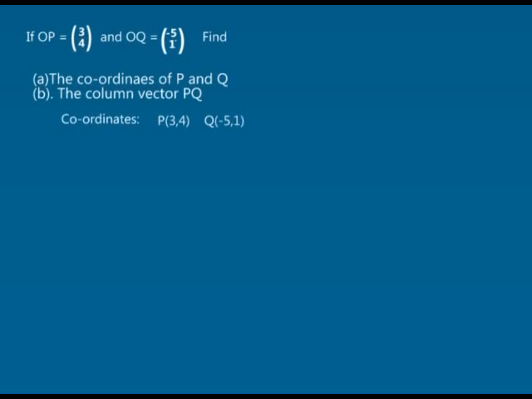B, column vector PQ. Now PQ is equal to OQ minus OP, or simply Q minus P, (-5, 1) minus (3, 4). That gives us -5 minus 3 is equal to -8. 1 minus 4 is equal to -3.